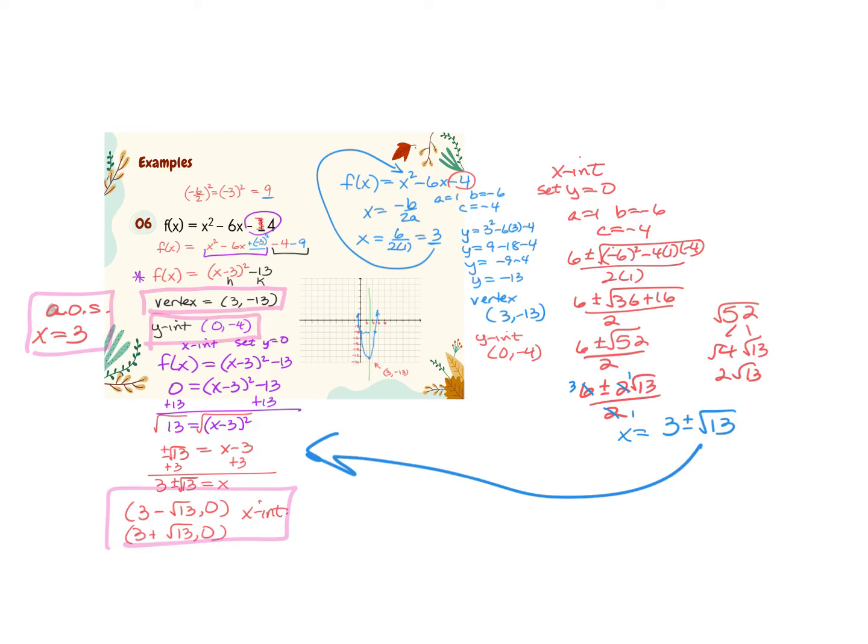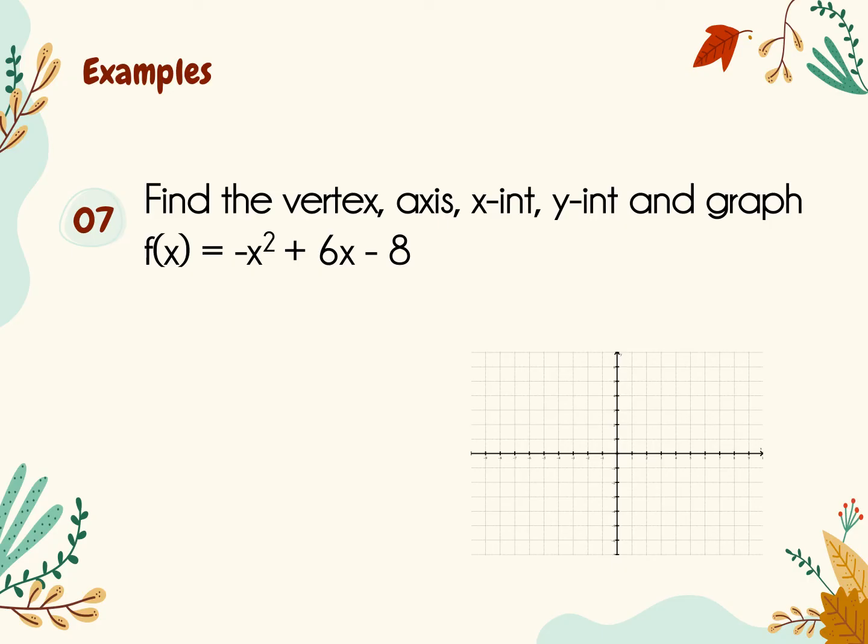Let me see if I can get another example in. Okay, so the next example, I'm going to complete the square. And again, I'm finding the vertex, axis of symmetry, x-intercept, y-intercept, and then I'm graphing it. So again, when you complete the square, you can't have a number in front of x squared. So I need to divide everything by -1 or factor out a -1. So I'm going to factor out a -1.